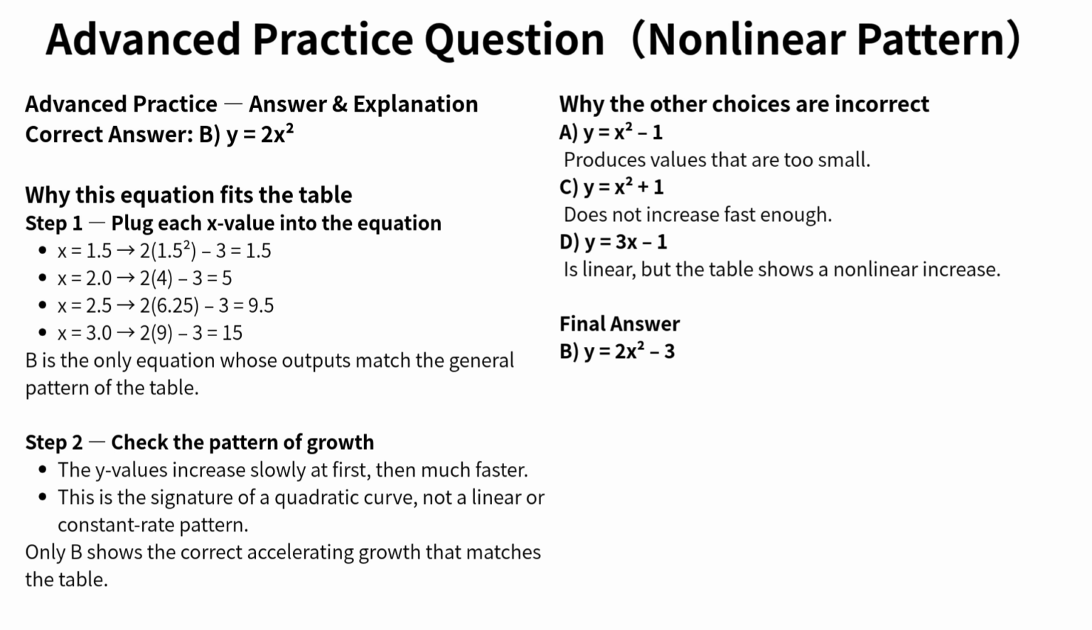That accelerating pattern is the signature of a quadratic function. Choice B is the only option that matches both the computed values and the overall growth behavior. The other equations either grow too slowly or remain linear, so they can't match the curvature seen in the table. Therefore, the correct equation is B, y equals 2x squared minus 3.